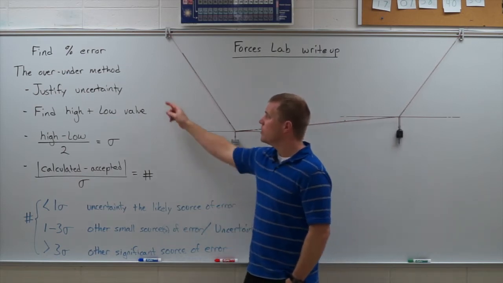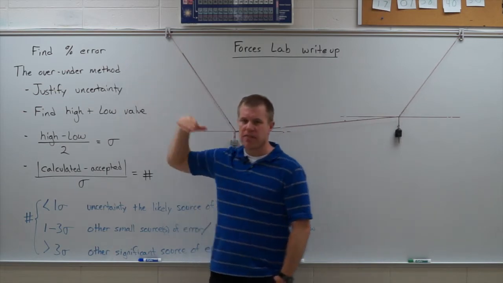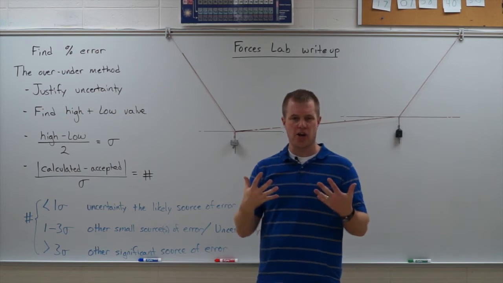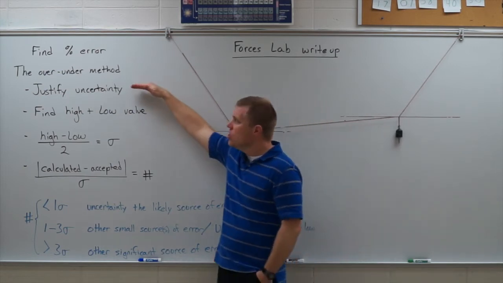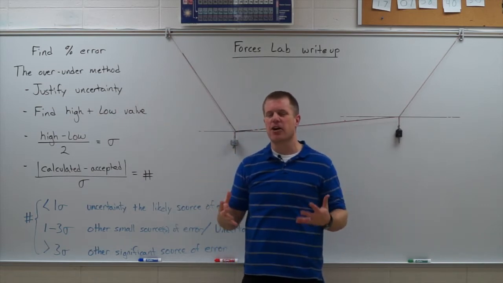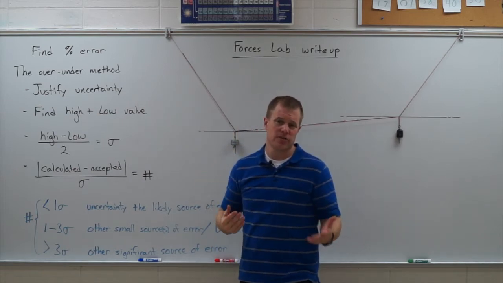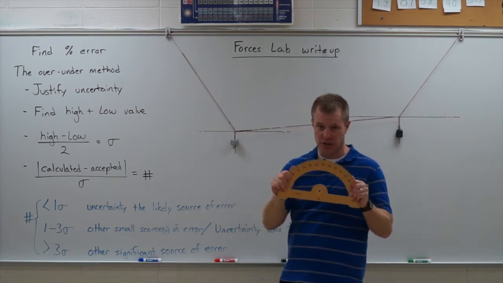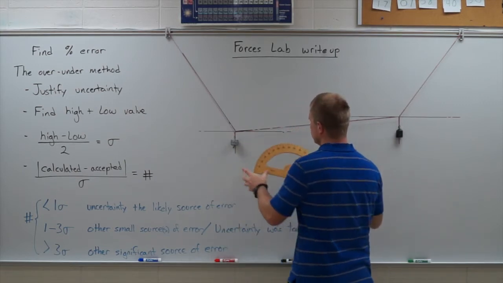Okay. So our first step is we're going to be doing the over-under method to really take a look at our uncertainty and our error in this situation. So the first thing we need to do is we need to justify any uncertainty in our values. What values did we measure? We measured angles, so we need to find our uncertainty in our angle.